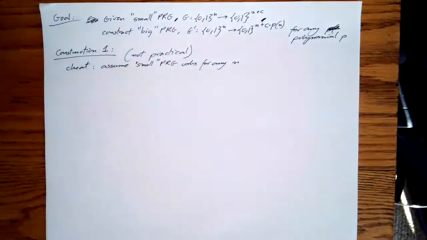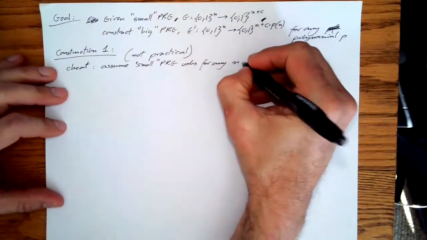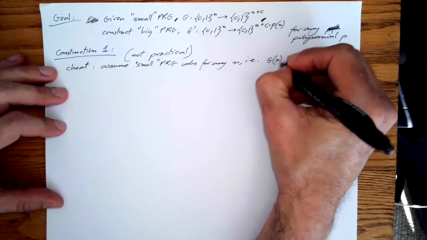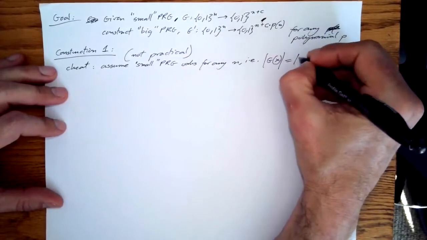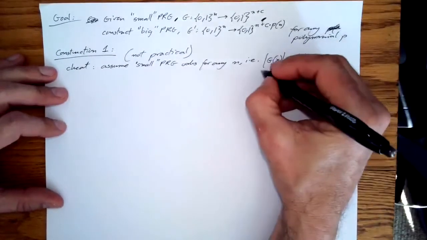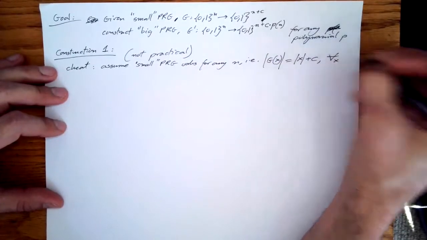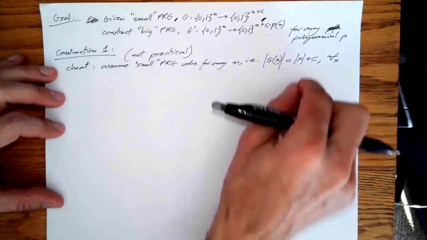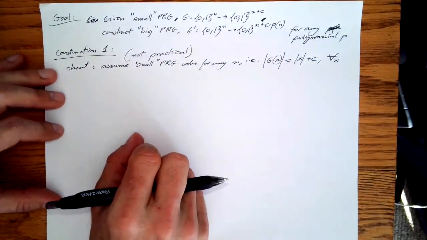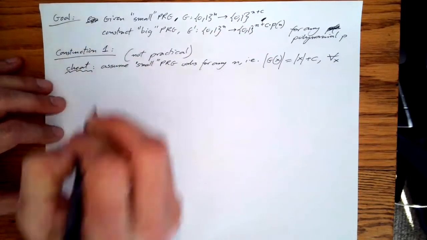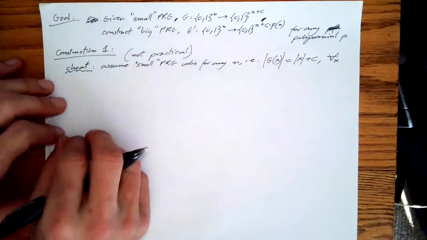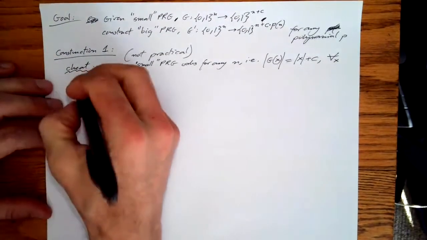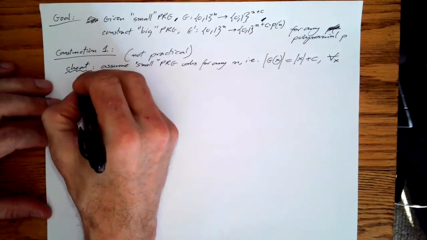I.e., the size of the output of G(X) is always the size of X plus C, for every bit string X. Okay, it doesn't have to be n bits, it's an arbitrary number of bits, it always expands by C. So this is a little bit of a cheat. It's not a practical construction anyway. So, okay, here's one way to do this.